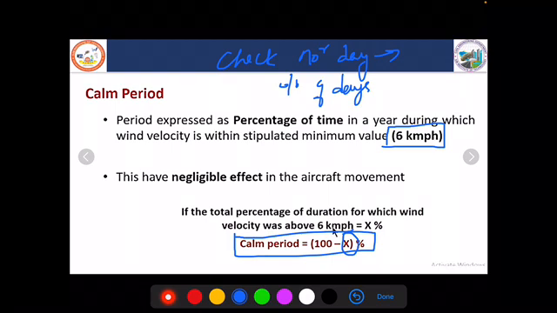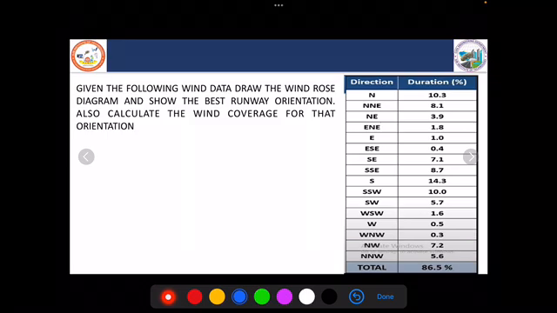So that value below 6 kmph will not be considered when the wind data is collected. If you want to determine the calm period, first add all the intensity or percentage of duration where the intensity is more than 6 kmph, and then subtract it from 100, which is nothing but the total percentage. That will give the calm period. We'll look further at how the calm period is used to determine the best runway orientation.